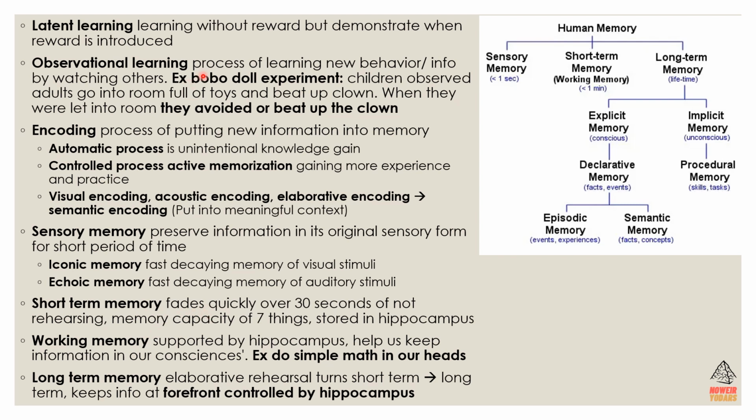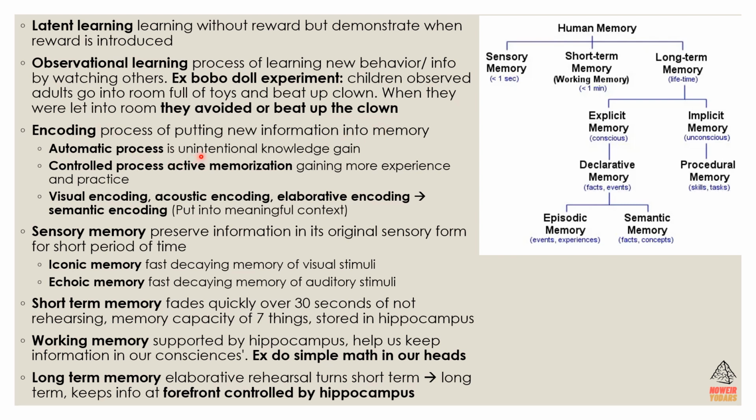Next, you have observational learning, a process of learning new behavior or information by watching others perform it, or watching the behavior of others. And this is illustrated by a simple example called the Bobo doll experiment. So children observed adults go into a room full of toys, and out of the toys, they picked up a clown and beat it up. When the children were let into the room, they beat up the clown, or avoided the clown. They learned from the behavior of the adults that the clown is kind of like a negative stimulus, and they have a negative response to it.